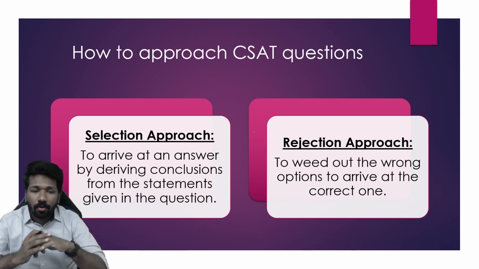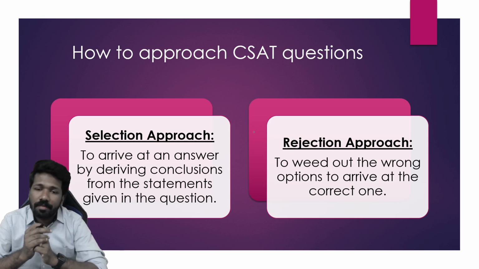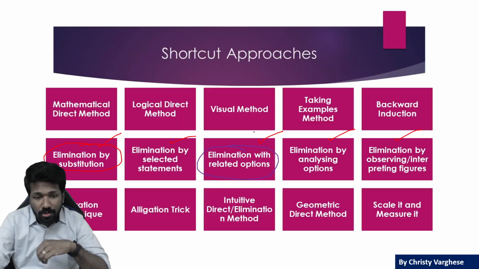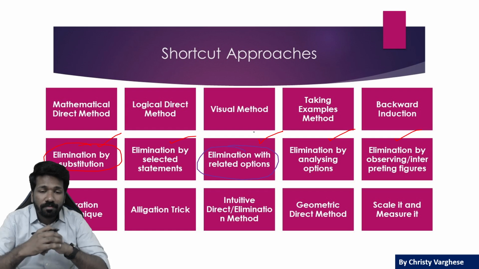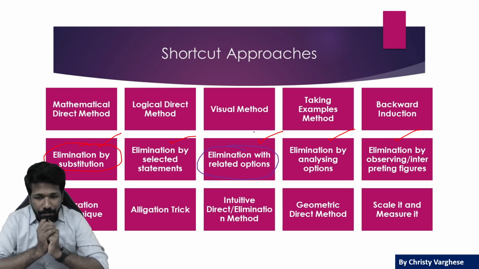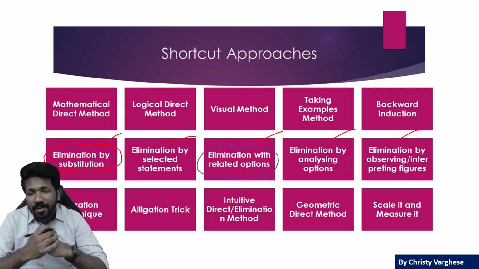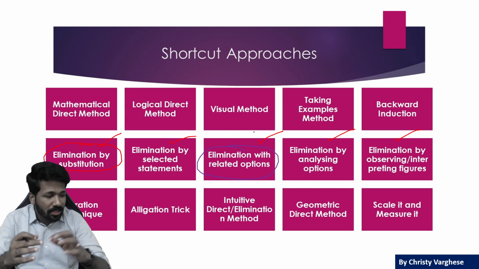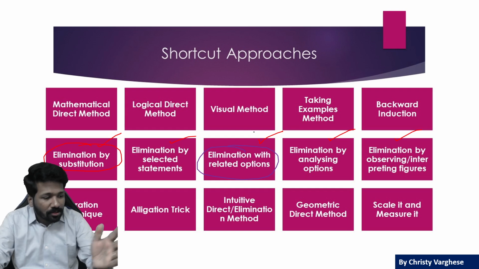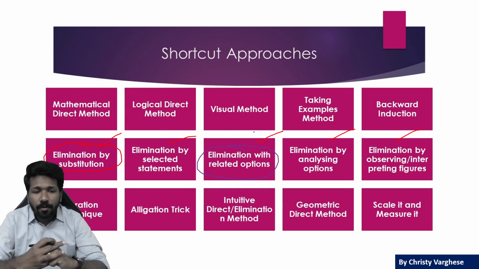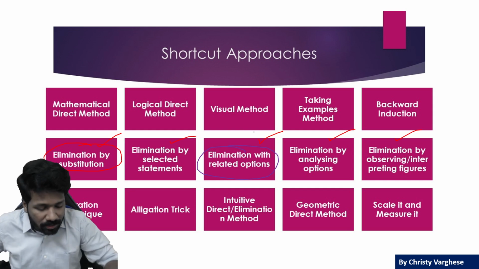Hope all of you got an overall idea. In the upcoming session we will discuss more about each of these shortcut techniques, and each of these selection and rejection approaches also. Hope you all are clear about these concepts we discussed and the 4 questions we discussed in this shorter time. In this shorter time I tried to explain maximum concepts. Hope all of you are clear. In the upcoming session we will discuss more.